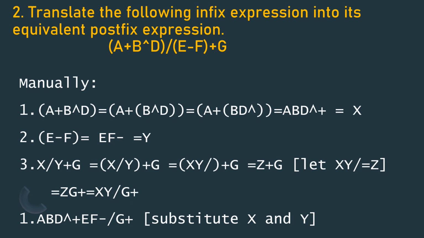That can be considered as a single operand, then a is also there. So a plus bd exponentiation within brackets. Here we can convert it into the postfix form, that is a bd exponentiation, and plus will come to the right side. Now let us name the whole expression as x.